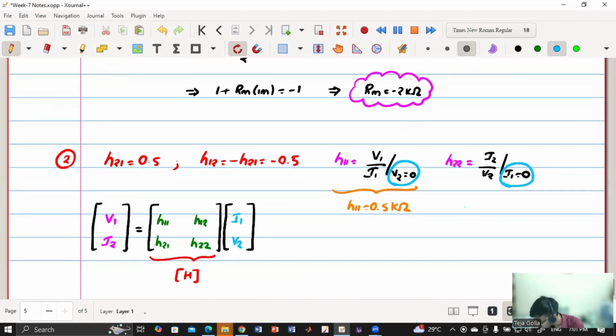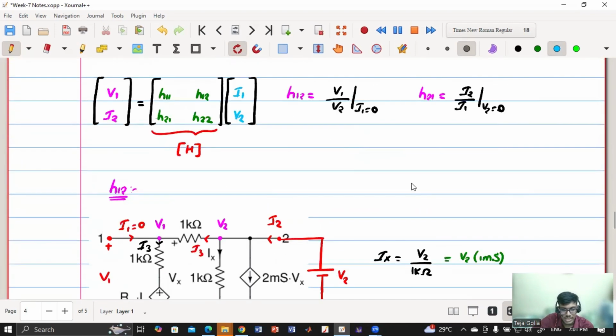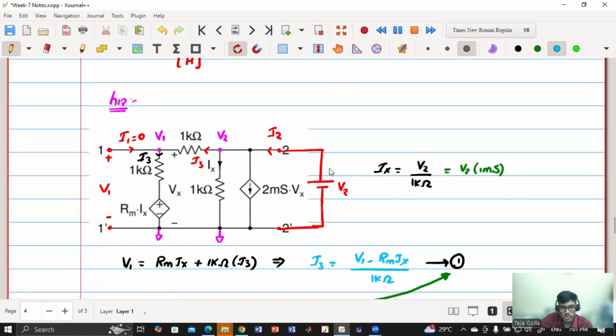So we have to go to the initial circuit, and then we have to find I2 and V2. So in this circuit, I have to find I2 in terms of V2. That will give me my H22. Because my input is I2, I have to find what is my I2. Agree?